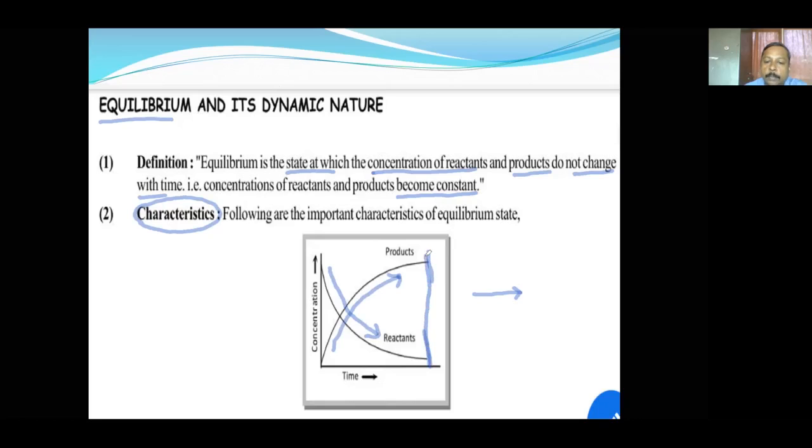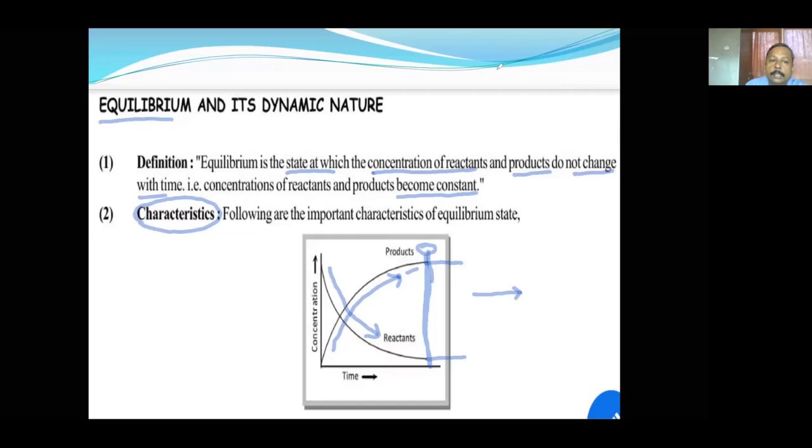At a certain point of time, suppose this is the point, after that this concentration is going to be constant, and this concentration is also going to be constant. This is the time where we say that equilibrium is attained. Before this, there is no equilibrium. This is the graphical explanation. Make sure that this is concentration and on the x-axis it is time. Then only this graph will be applicable.